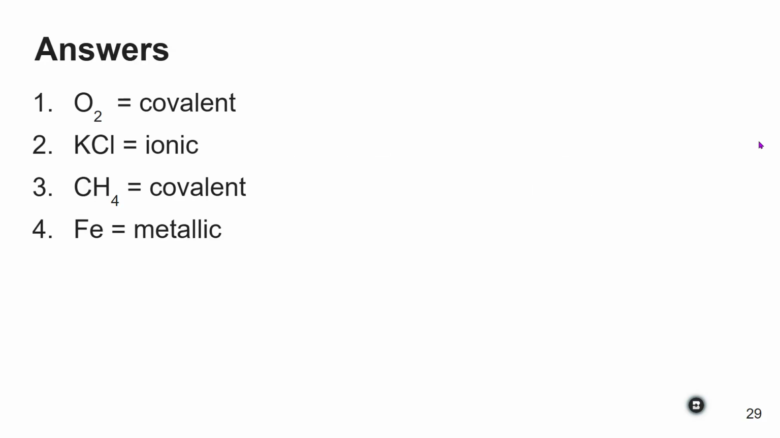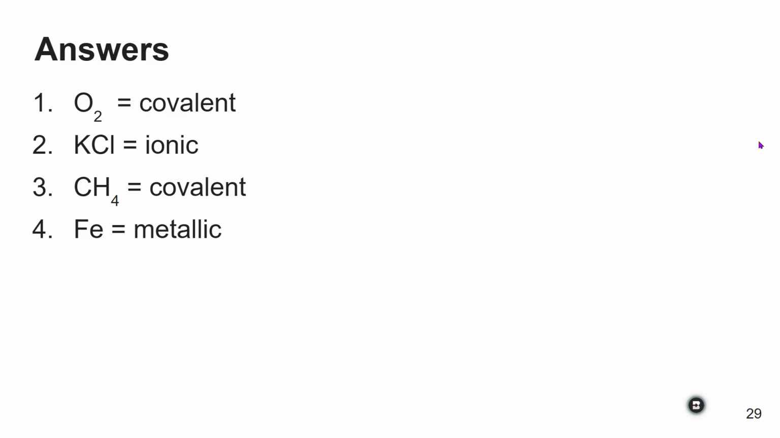Hopefully for number 1 with O2, you came up with covalent. 2 of the same type of non-metal would be a covalent bond. Potassium chloride is an ionic. The potassium is a metal, the chlorine is a non-metal, so the chlorine would take electrons from potassium.